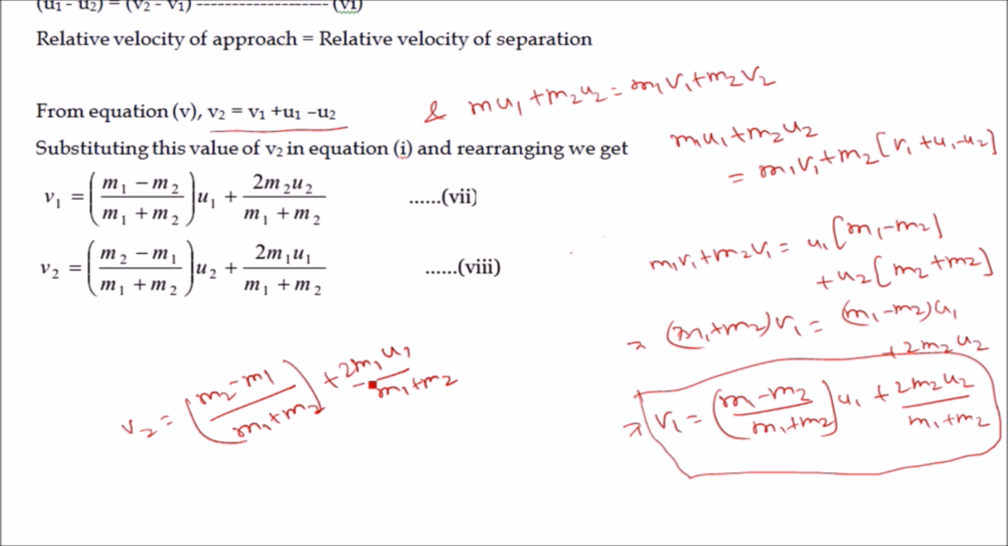So how will we remember this formula? First thing, whenever you write v1, then first write m1 minus m2, and here it should be m2, while if you write v2, then it's m2 minus m1, and here it should be m1. So in this way you can recall this formula, that is the velocity of ball after elastic collision.